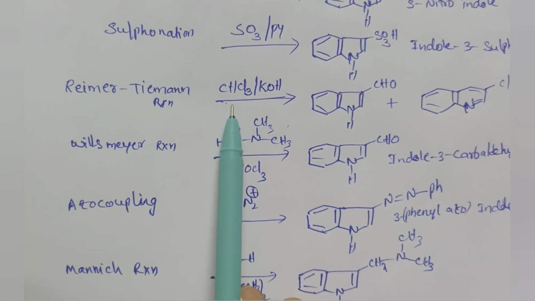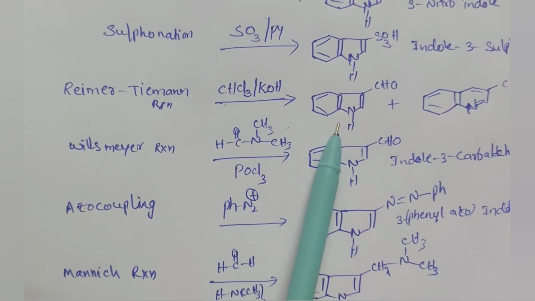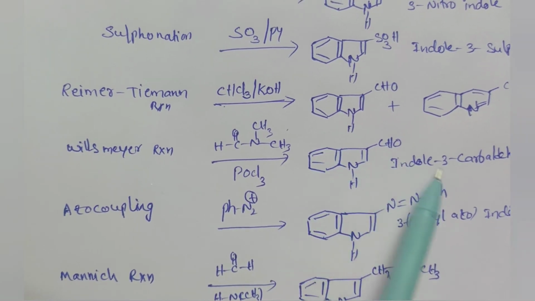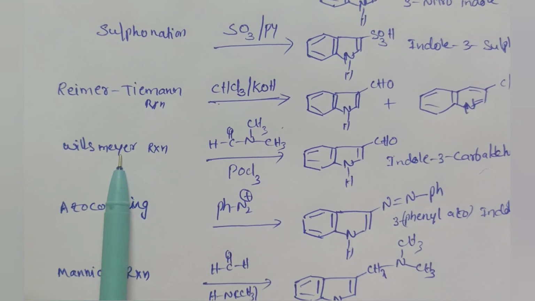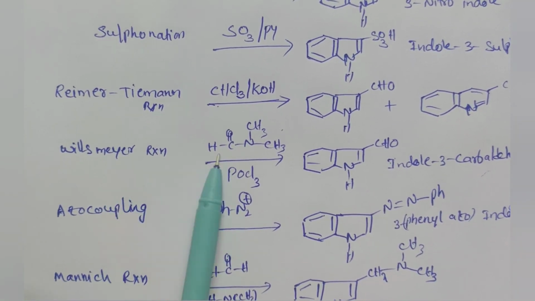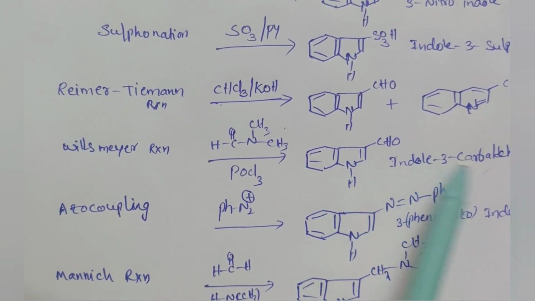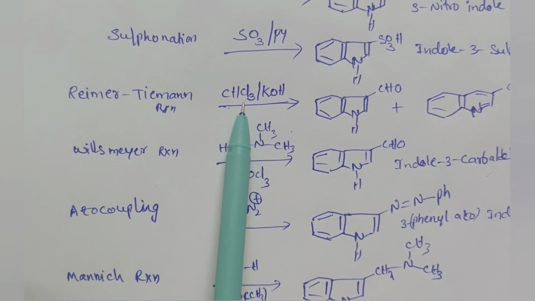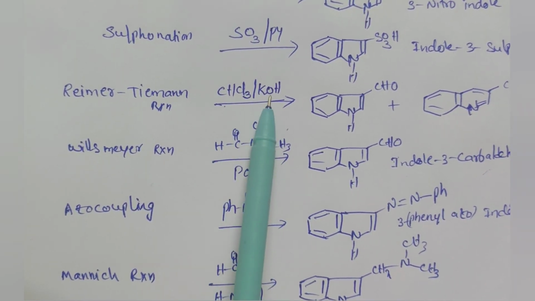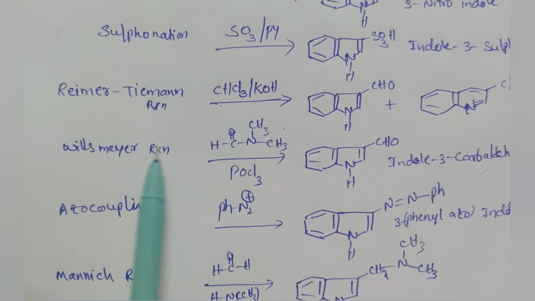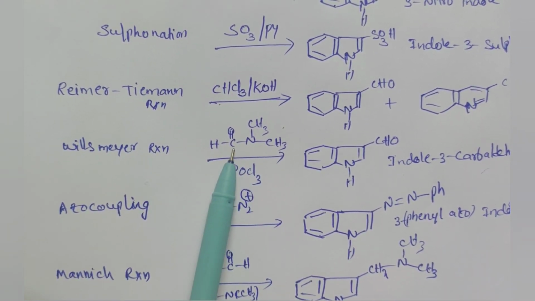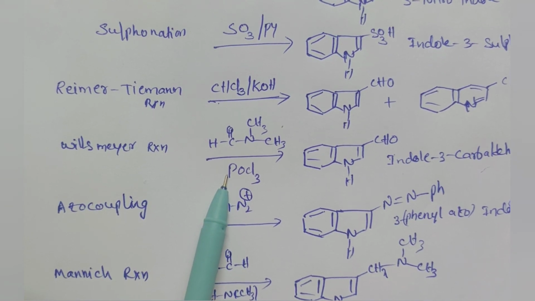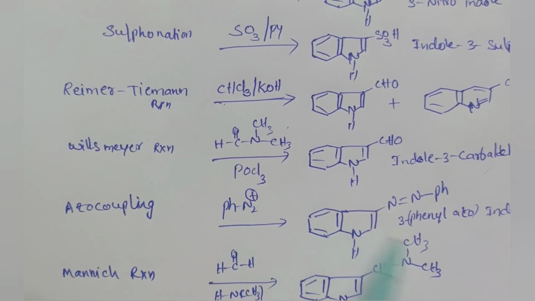And the Reimer-Tiemann reaction gives indole-3-carbaldehyde. In a similar way, the Vilsmeier-Haack reaction also gives indole-3-carbaldehyde. In the Reimer-Tiemann reaction, it is treated with chloroform in the presence of base. In the Vilsmeier-Haack reaction, indole is treated with N,N-dimethyl formamide in the presence of phosphoryl chloride, that is POCl3.